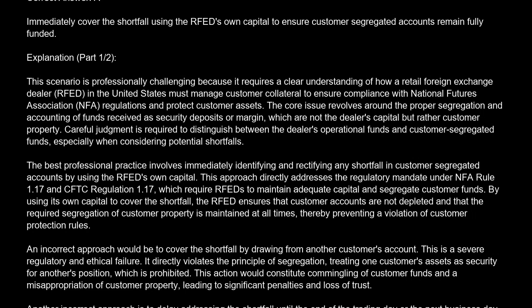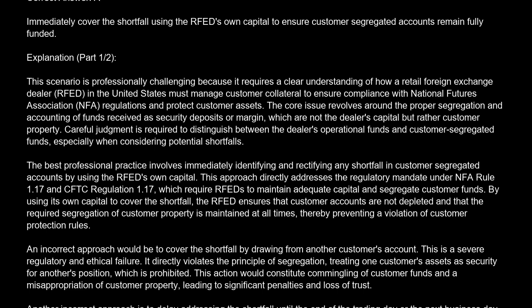The correct answer is A. Immediately cover the shortfall using the RFED's own capital to ensure customer segregated accounts remain fully funded. Explanation. This scenario is professionally challenging because it requires a clear understanding of how a retail foreign exchange dealer, RFED, in the United States must manage customer collateral to ensure compliance with National Futures Association (NFA) regulations and protect customer assets. The core issue revolves around the proper segregation and accounting of funds received as security deposits or margin, which are not the dealer's capital, but rather customer property.